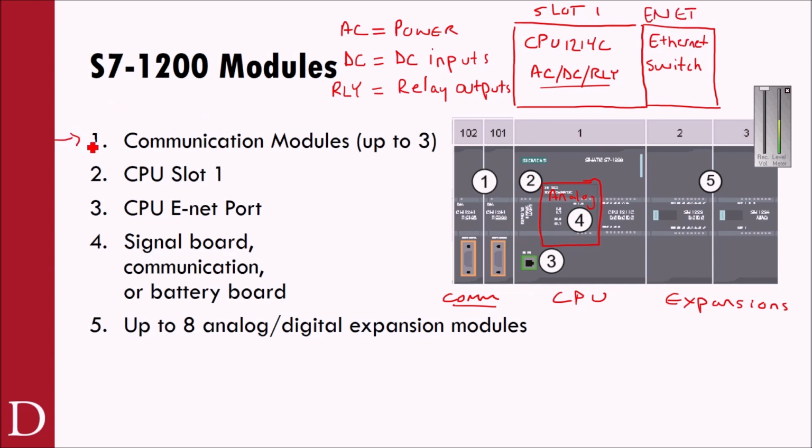But in the real world, we could have up to 3 communication modules, which would go this way from the CPU. We obviously would have our CPU, the CPU Ethernet port, which resides right here, as it does on ours. The signal board, communication board, or battery, that's what can go in this slot 4 here. For us, we're using an analog signal board. It's a little expansion board that plugs right into the CPU. And then we can have up to 8 expansion modules that are going to go off in this direction that will plug into the CPU. So these could be like additional digital inputs, additional digital outputs, additional analog inputs, additional analog outputs. So lots and lots of different modules that can plug into this CPU.